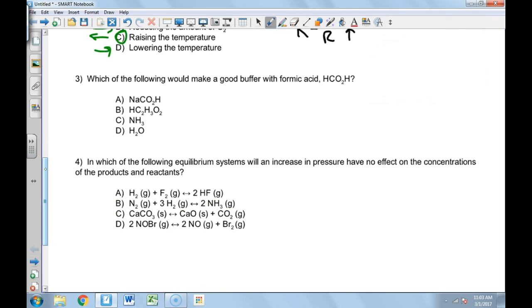For question 3, it says, which of the following would make a good buffer in formic acid? Well, a buffer is the weak component and its conjugate. This is a weak acid, so we want its conjugate, and its conjugate is going to be CO2H with a minus charge. Which one of these has that? That's going to be this guy.